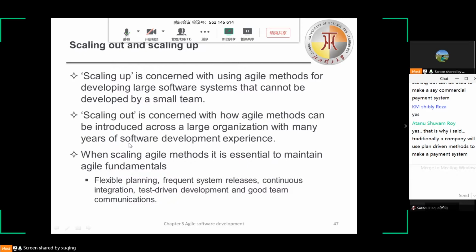Now we'll see, when scaling agile methods, it is essential to maintain agile fundamentals. As scaling agile methods are also agile methods, we should keep the fundamentals like flexible planning, frequent system releases, continuous integration, test-driven development, and good team communications. These fundamentals we have seen several times, the good practices.